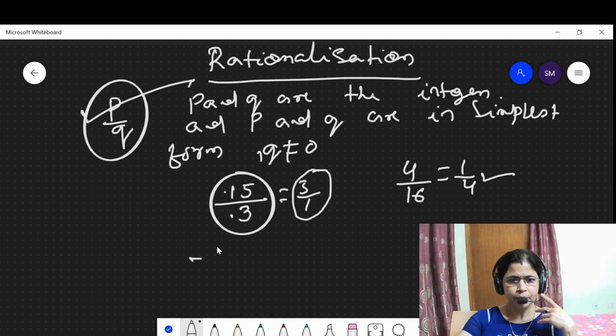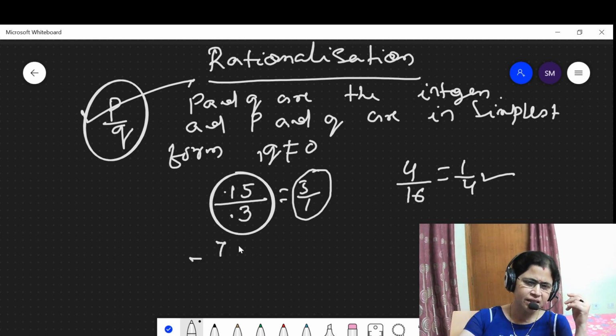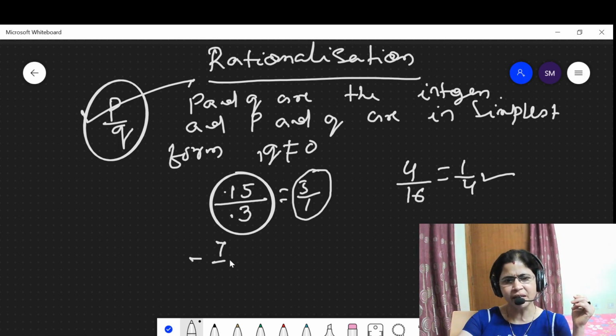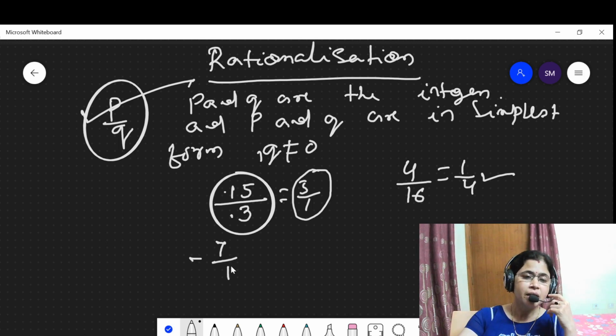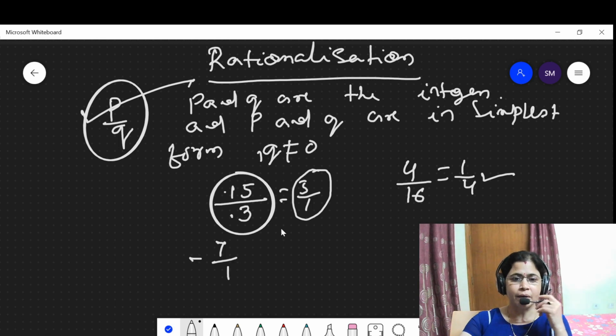Suppose I say minus 7. Is this a rational number? Yes, because minus 7 can be represented in the form minus 7 upon 1. Now let us discuss those numbers which are not rational numbers.